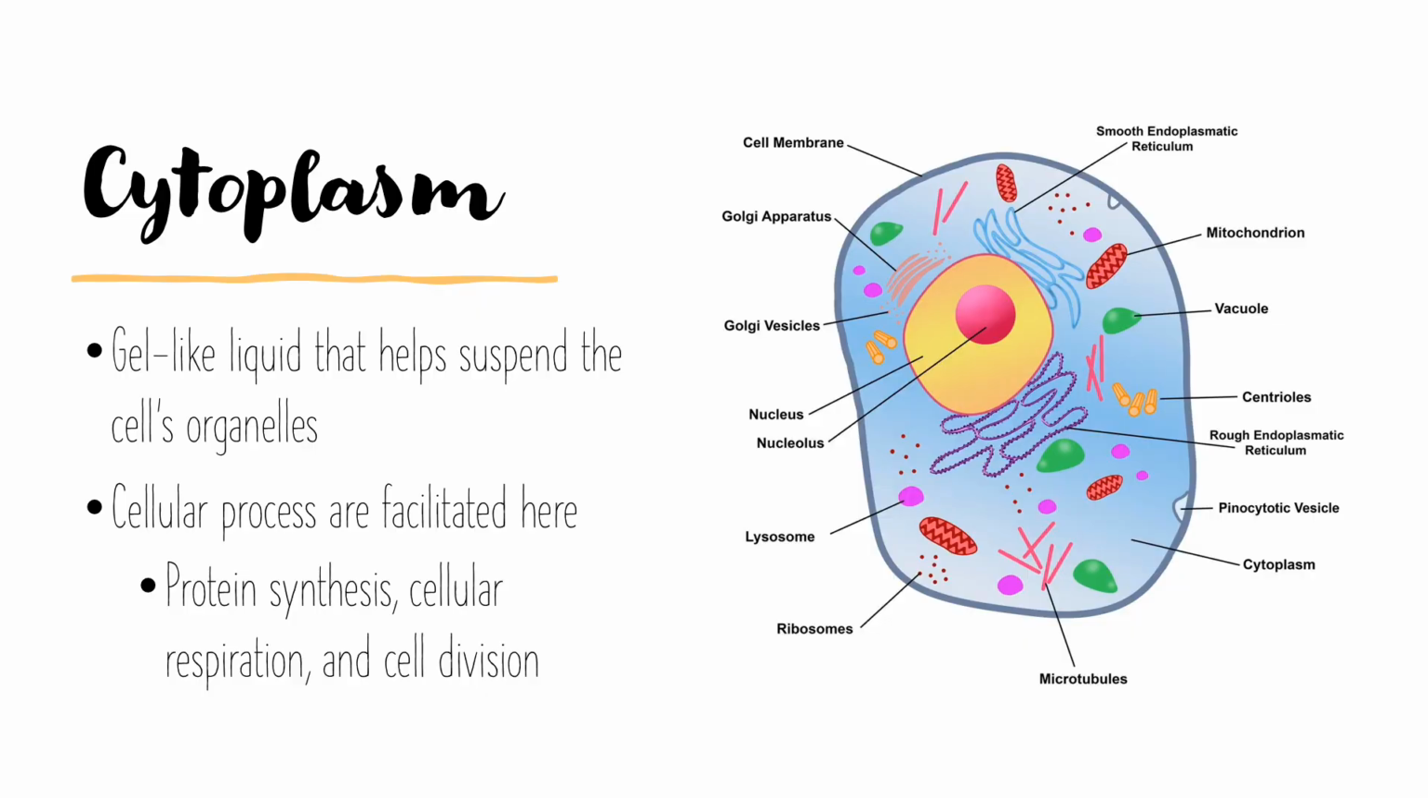Then we have the cytoplasm, and the cytoplasm is a gel-like liquid that suspends all of these organelles within the cell. So a lot of cellular processes happen here. Protein synthesis, so a lot of products are made within here, like all these organelles. Cellular respiration, that's where the cell gets a lot of their energy, and then cell division happens in there.